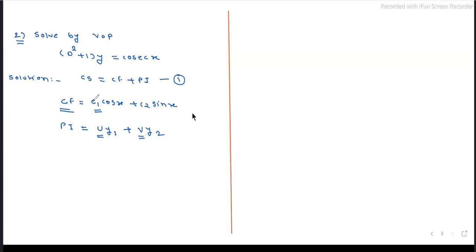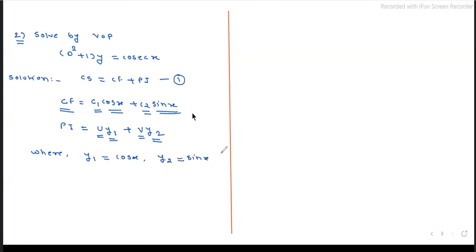c1 is replaced by u. What is our y1? y1 की वैल्यू क्या है? cos x. c2 is replaced by v. And what is the value of y2? sin x. So just down here, y1 is equal to cos x and y2 is equal to sin x.